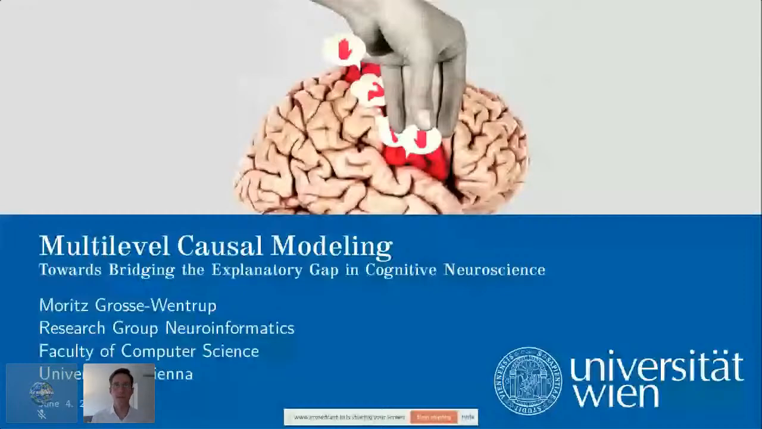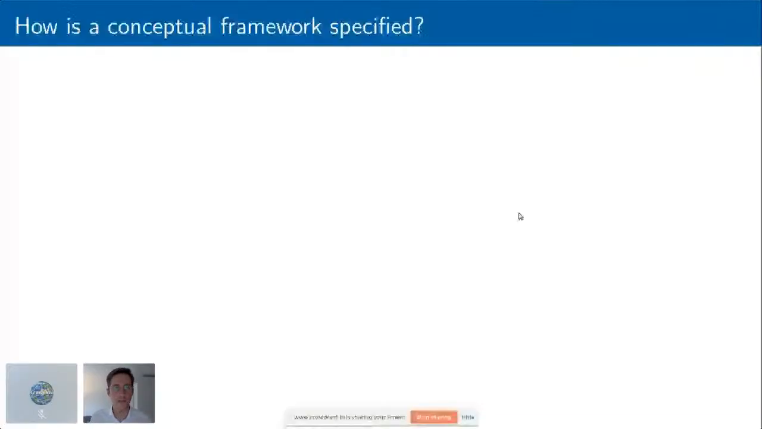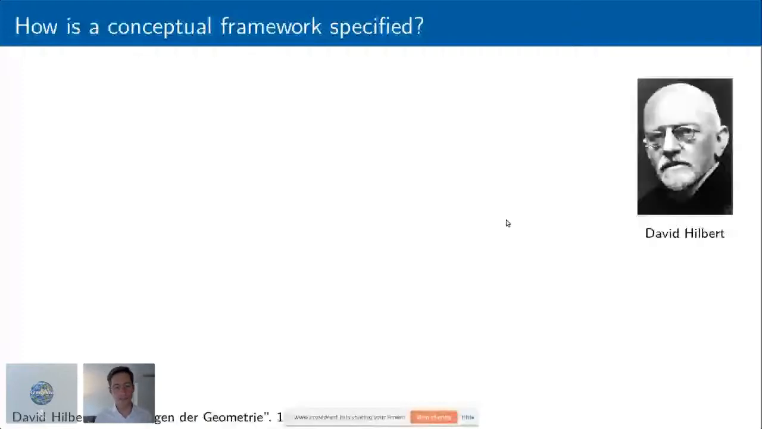So I would like to begin with a rather fundamental question and talk about what actually specifies the conceptual framework. And I want to do that with an example from a rather old book by the German mathematician David Hilbert. I read his book, Grundlagen der Geometrie, Foundations of Geometry, a long time ago, and it was really an eye-opener to me. And what he writes in this book is the following.